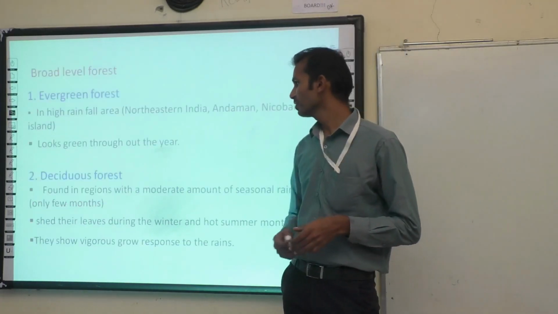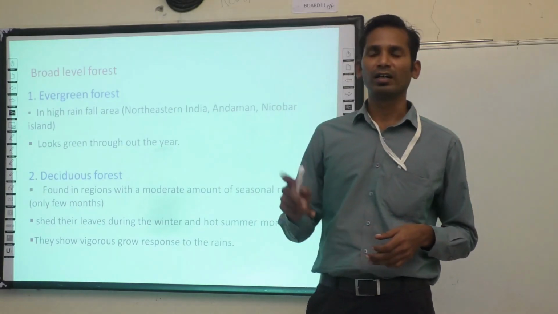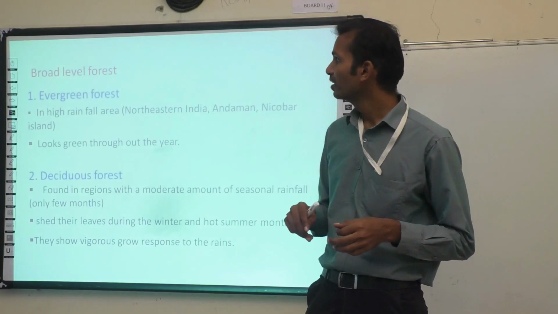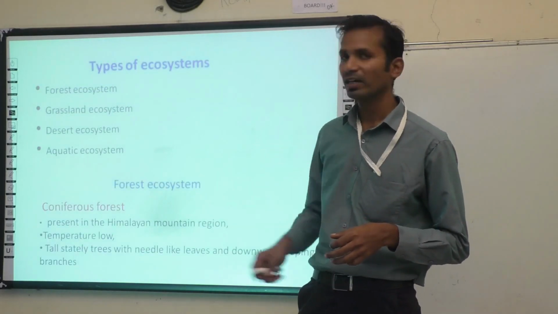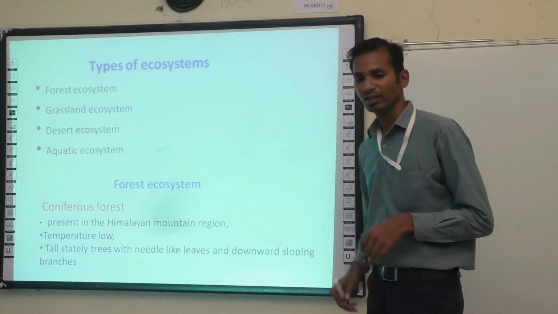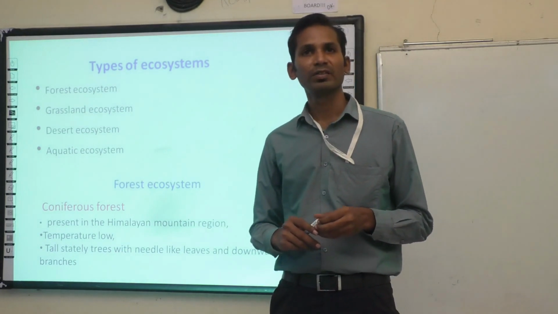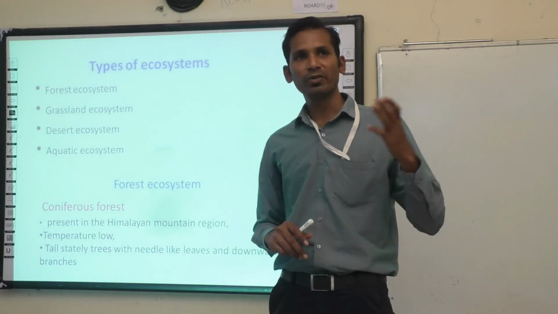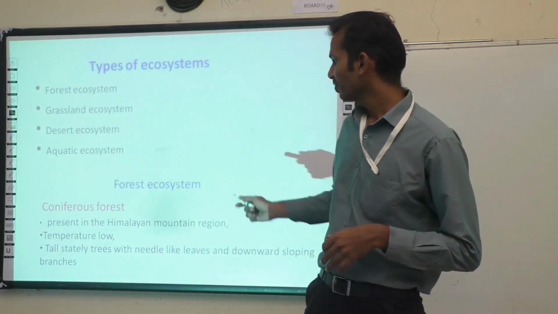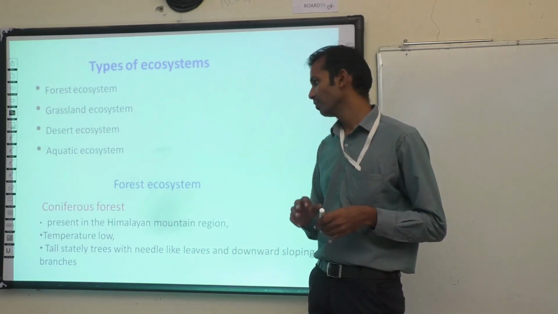So the first one is the forest ecosystem, which we have classified based on the leaves. It can be classified into two: coniferous forest and broadleaf forest. Coniferous forest is found in India, in the Himalayan region, where the altitude is very high, snowfall is very huge, and the temperature is very low.